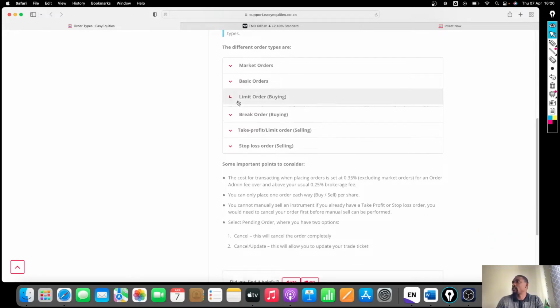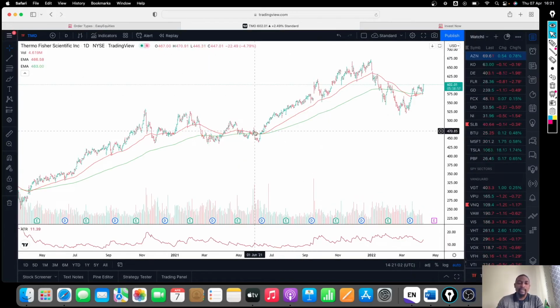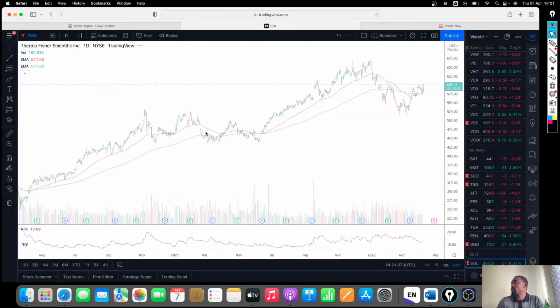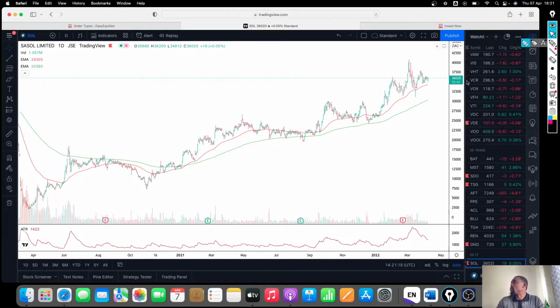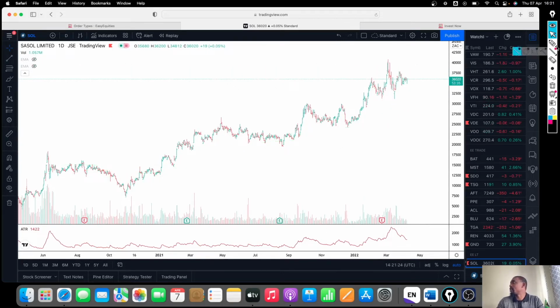Then the option is for a limit order when we are buying. That means that the share price has to be higher than the current share price. Let's see if we can find an example. Let's say you want to buy Sasol and you believe that Sasol can still fall back a bit. In this case, I do have a position on Sasol, but let's just say as an example, you believe that Sasol can drop all the way to 300 rand from the current share price where it is trading, right?